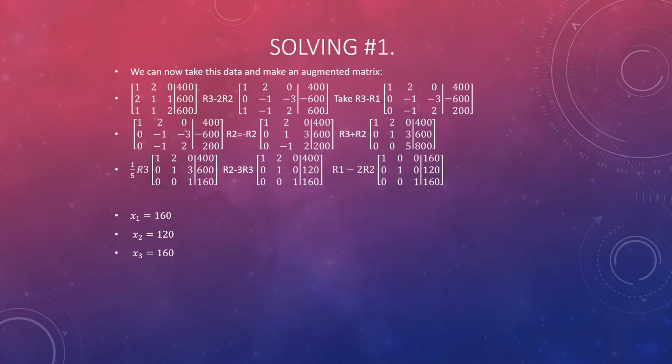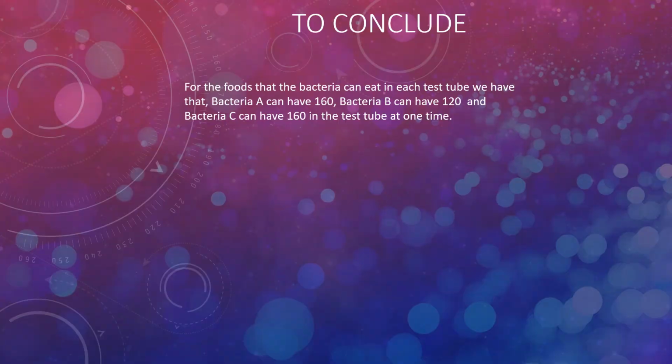So my final values were x1 is equal to 160, x2 is equal to 120, and x3 is equal to 160. To conclude for that, for the foods that the bacteria can eat in each test tube, bacteria A can have 160, bacteria B can have 120, and bacteria C can have 160 in a test tube at one time in order to have equilibrium inside of the test tube for all the bacteria.